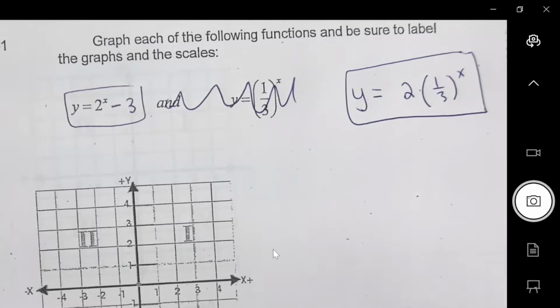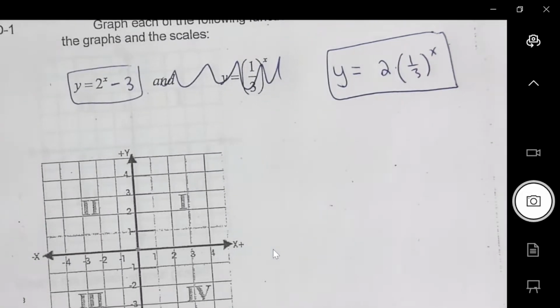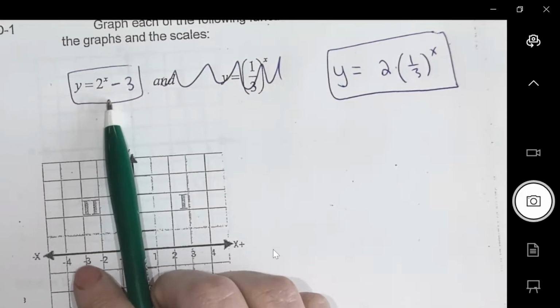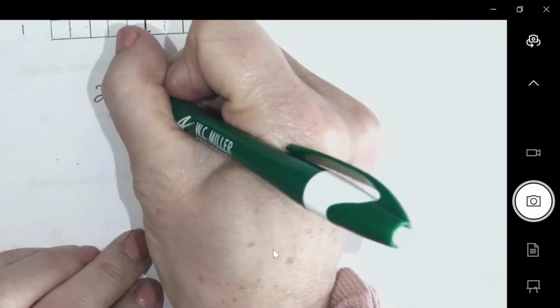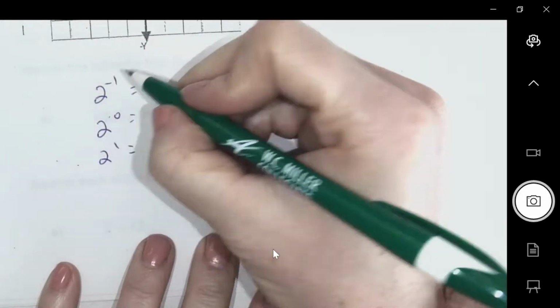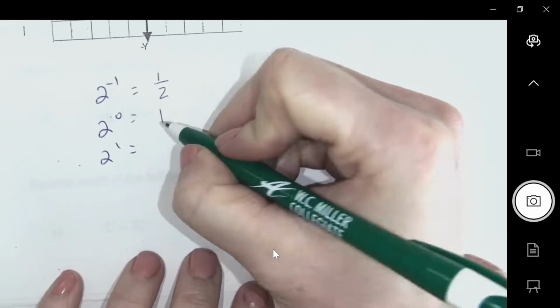Okay, 2 new questions. There's my new questions. Okay, ready? Exponential. What's the base? 2. So I just start. Don't even look at anything else. Start with a 2. So 2 to the negative 1, 2 to the 0, 2 to the 1. So 2 to the negative 1 is half. Anything to the 0 is 1.